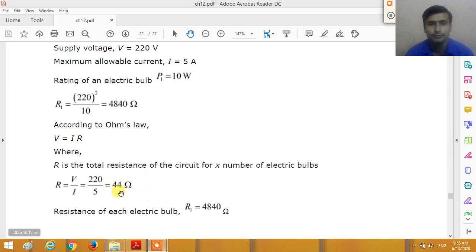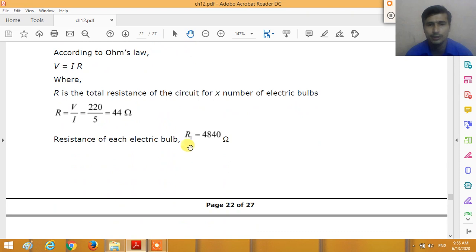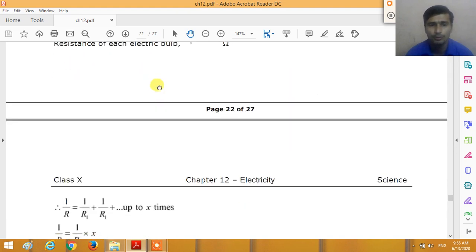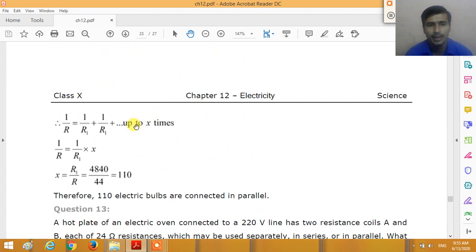44 ohm, right? Now each bulb has a resistance of 4840 ohm, and we require a total resistance of 44 ohm. So now let X number of bulbs be connected in parallel. So for the total resistance, 1 by R is equal to 1 by R1 into X. X is the number of bulbs connected in parallel, right?